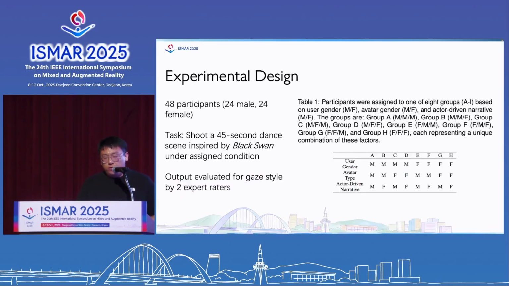So for the user study, we recruited 48 participants, half male and half female. Each had to shoot a 45-second dance scene inspired by a very famous film, Black Swan, under their assigned condition. Their final clips were rated by 2 experts. Both experts had more than 10 years of industry background. One is a cinematographer, the other is a director. They rated the gaze style as male, female, or neutral.